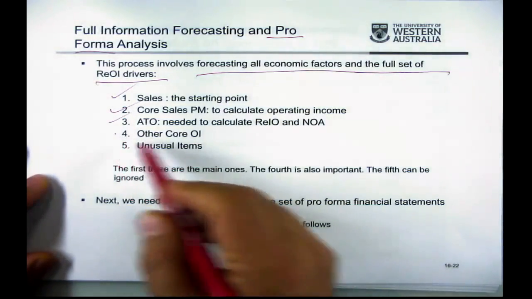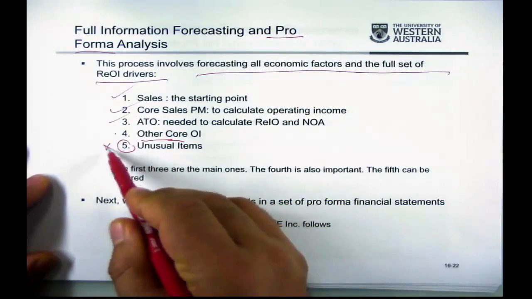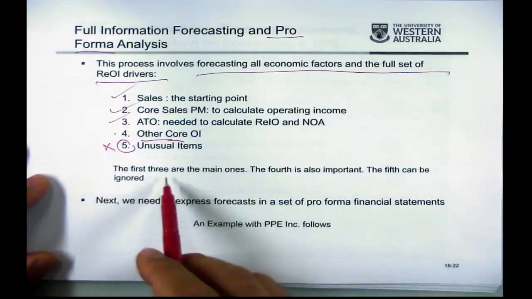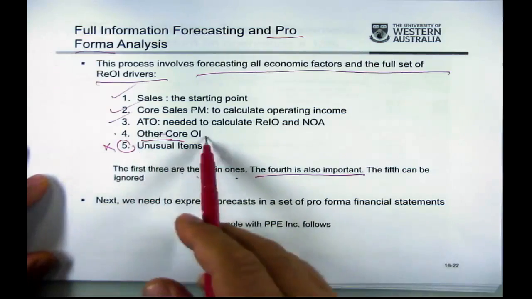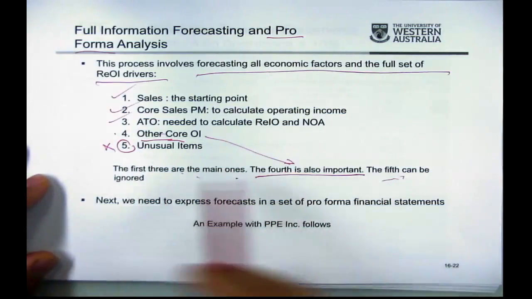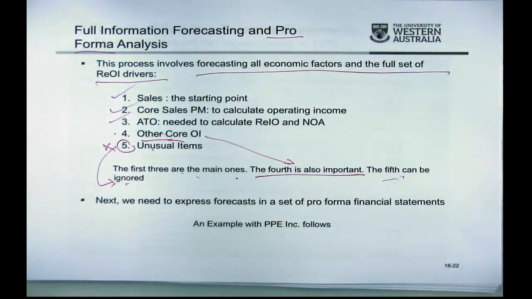And also, if we have other core items, the fifth one can be ignored. So the first three are the main ones. The fourth is also important. The fifth can be ignored, okay? Because the expected value of the unusual items is 0, okay? We need to focus on the core items.